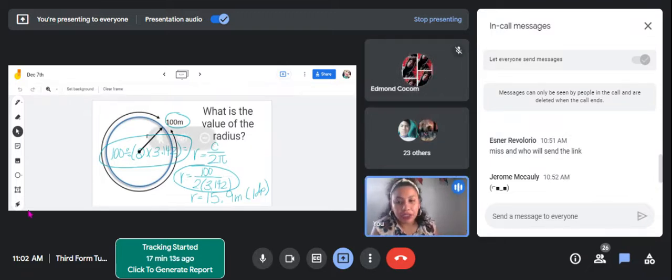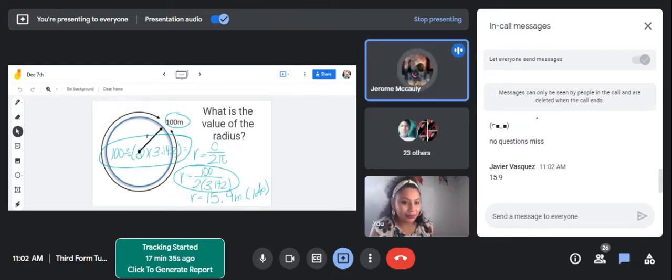Okay, Jerome, it should be 100 divided by, and then open brackets. I think you put multiplication there because I don't see how you would be getting 600. It has to be 100, then the division sign, open brackets, 2 times 3.142, close brackets.